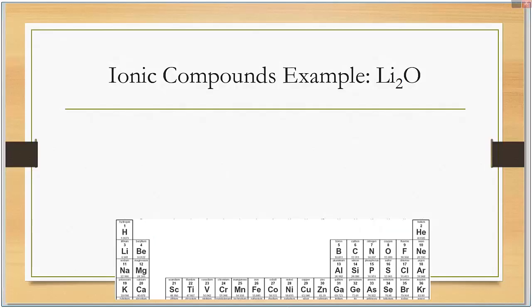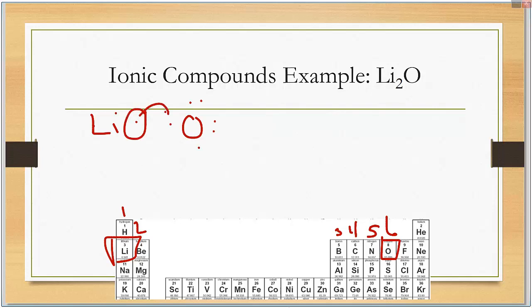Alright, so let's do that again. Lithium is here. It's in the first row, so it has 1 dot. Oxygen is here. 1, 2, 3, 4, 5, 6. So it's going to have 6 dots. 1 lithium gives up its electron to the oxygen. We still have an unpaired electron down here for oxygen, so therefore we're going to need another lithium with 1 dot to donate its electron to oxygen, which is why we have 2 lithiums here.